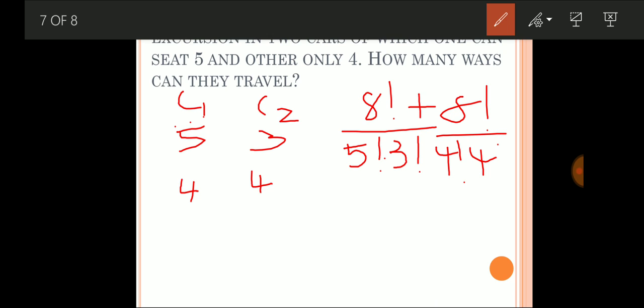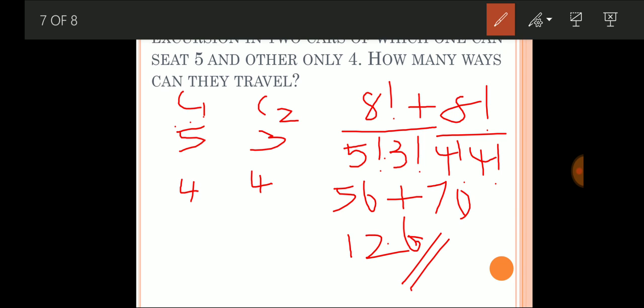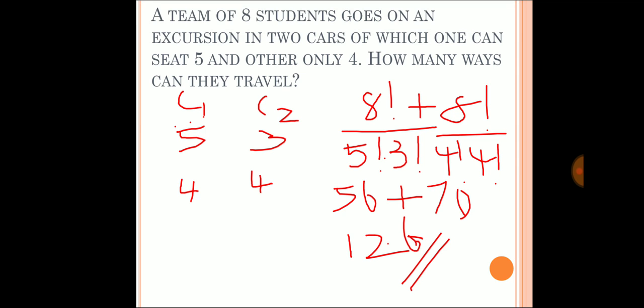So it's nothing but 8 factorial by 5 factorial into 3 factorial plus 8 factorial divided by 4 factorial into 4 factorial, which is nothing but 8 into 7 into 6 divided by 6, which is 56 here, and here 8 into 7 into 6 into 5 divided by 24 gives you 70. So I think the answer here is 126. The number of ways this could be possible is 126 ways. And this is also a previously asked Soliton question.